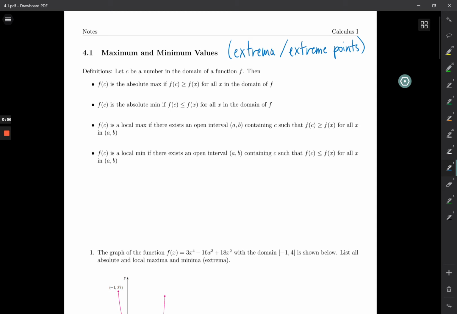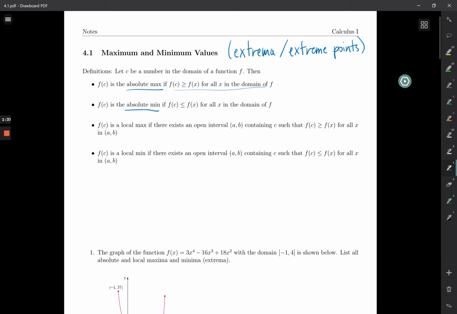What this says is that c is a number in the domain, and f of c, meaning the value of the function, is the absolute max if it is greater than or equal to all other values of the function in the domain, right? And then similarly, f of c is the absolute min if it is less than or equal to all other values of the function in the domain, right? So those are our absolute extrema.